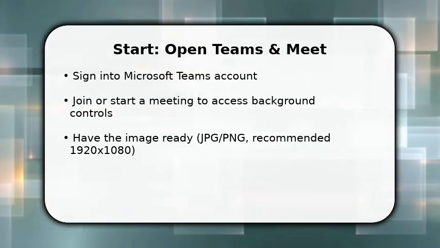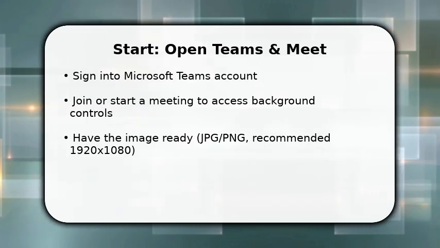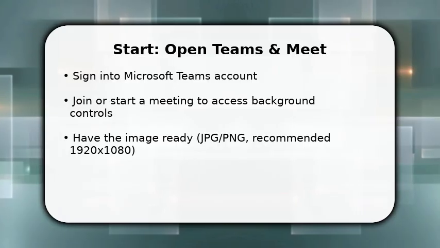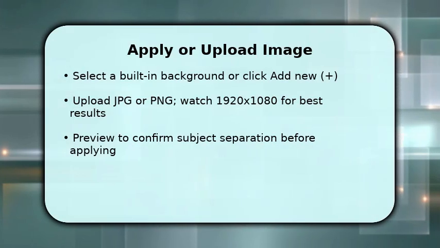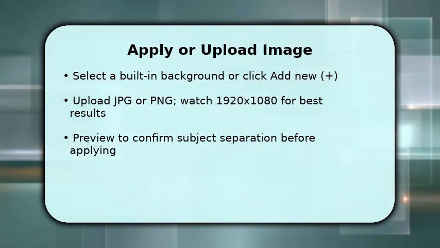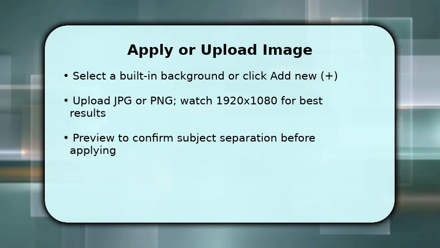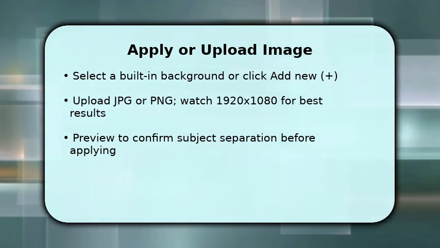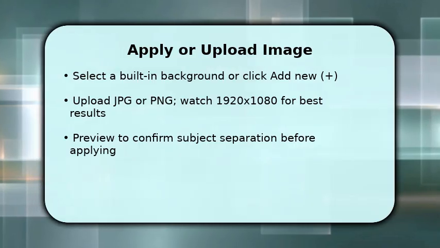If you're at the pre-join screen, pick Background Filters. If already in a call, open More Actions and choose Apply Background Effects. You now pick or upload the image you want. Click Add New to upload a JPG or PNG. Teams accepts standard images. Stick to 1920x1080 for proper framing.